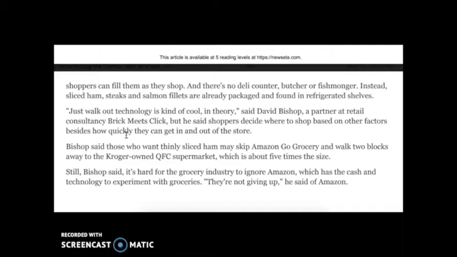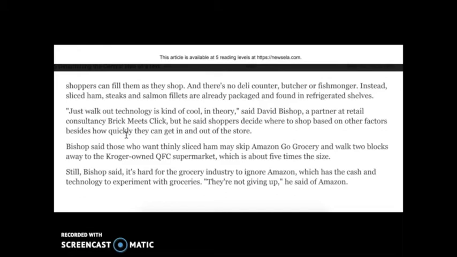Just walk out technology is kind of cool in theory, said David Bishop, a partner at retail consultancy Brick Meets Click. But he said shoppers decide where to shop based on other factors besides how quickly they can get in and out of the store. Bishop said those who want thinly sliced ham may skip Amazon Go Grocery and walk 2 blocks away to the Kroger owned QFC supermarket, which is about 5 times the size.